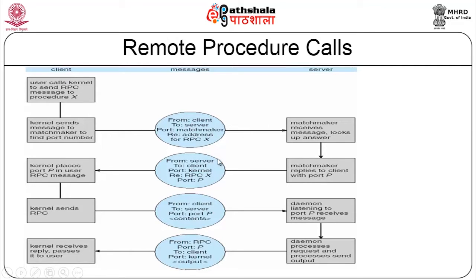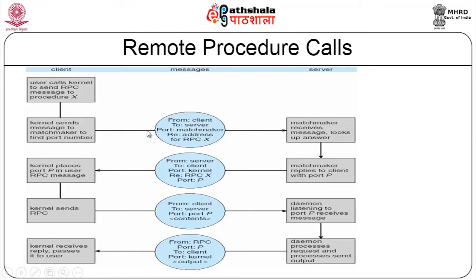So, here in this example, we see that the user calls the kernel to send the RPC message to procedure X. X is the procedure that needs to be executed, and the user is asking the kernel to send this message to that procedure X. So, the kernel first does not know the port number on which this particular procedure X is running. So, it sends a message to a process called the matchmaker to get the port number.